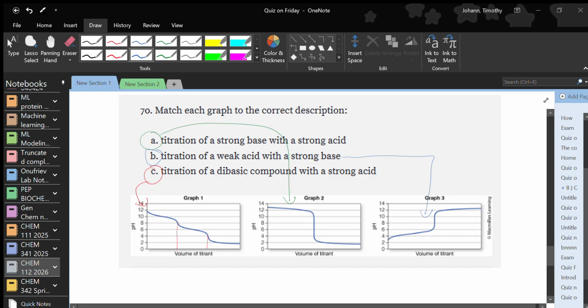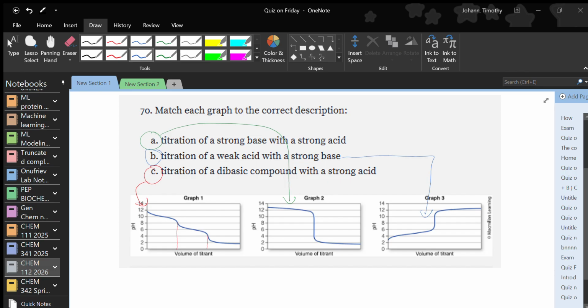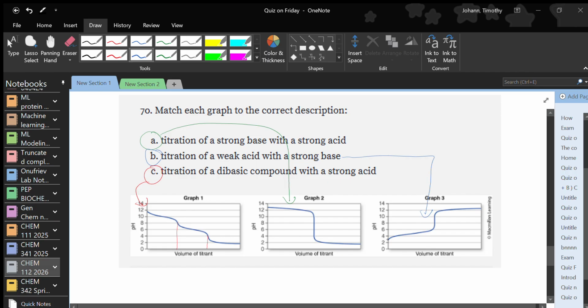Okay, and the way you can tell if it was a strong acid versus a weak acid is you've got this little curve. It's a little more slopey. I'm not going to do that to you. Okay, so it'll be obvious. I like the way they worded this problem. I think they actually chose well.